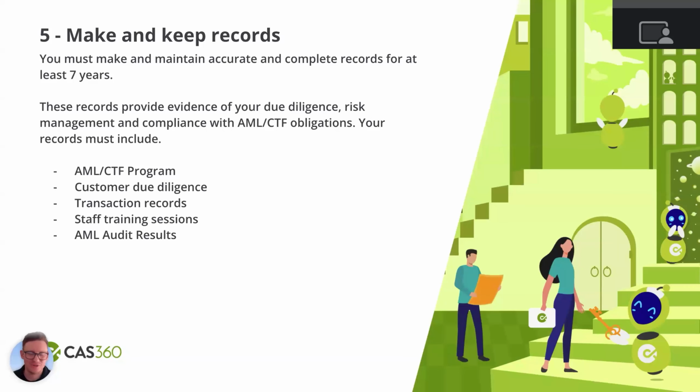And then we've got the record keeping element of this. Okay, so you must maintain accurate and complete records for at least 7 years, is what we're currently being told. These records provide evidence, obviously, that you're doing your due diligence, your risk management, and your compliance with the law. And obviously the records must include things like your AML CTF program and your customer due diligence. Okay, and we'll go into specifics. Well, we're waiting on specifics on how much of the ID documents and things like that would need to be stored and kept.